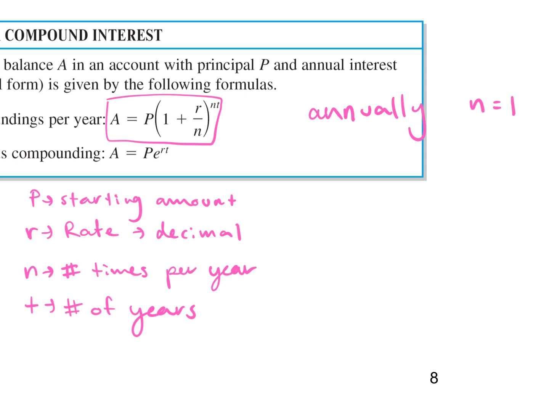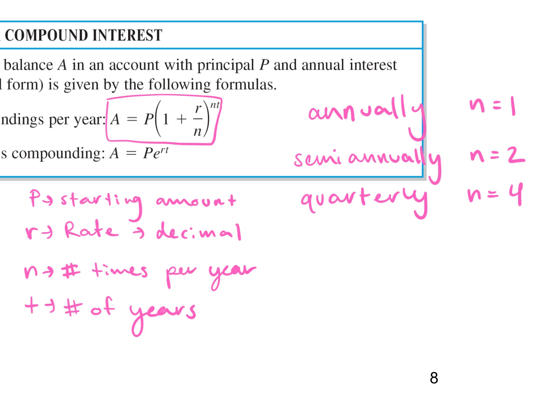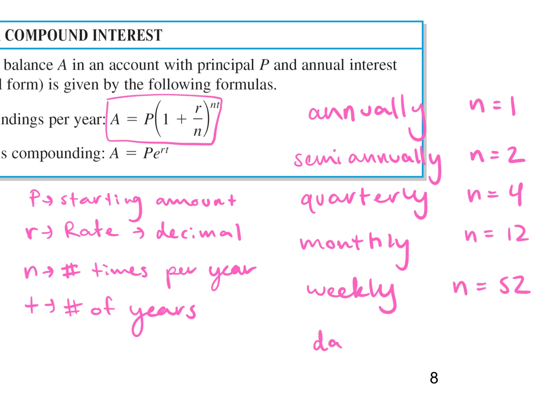If something is compounded semi-annually, N would be equal to 2. What about if something's compounded quarterly? N is equal to 4. If something's compounded monthly, N is 12. What about weekly? 52. And daily? 365. Awesome.